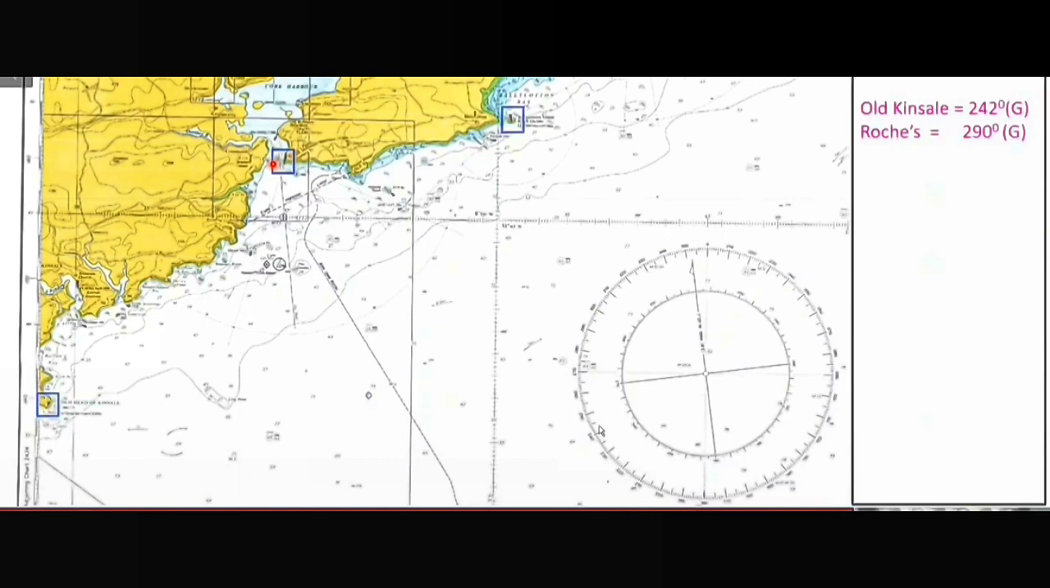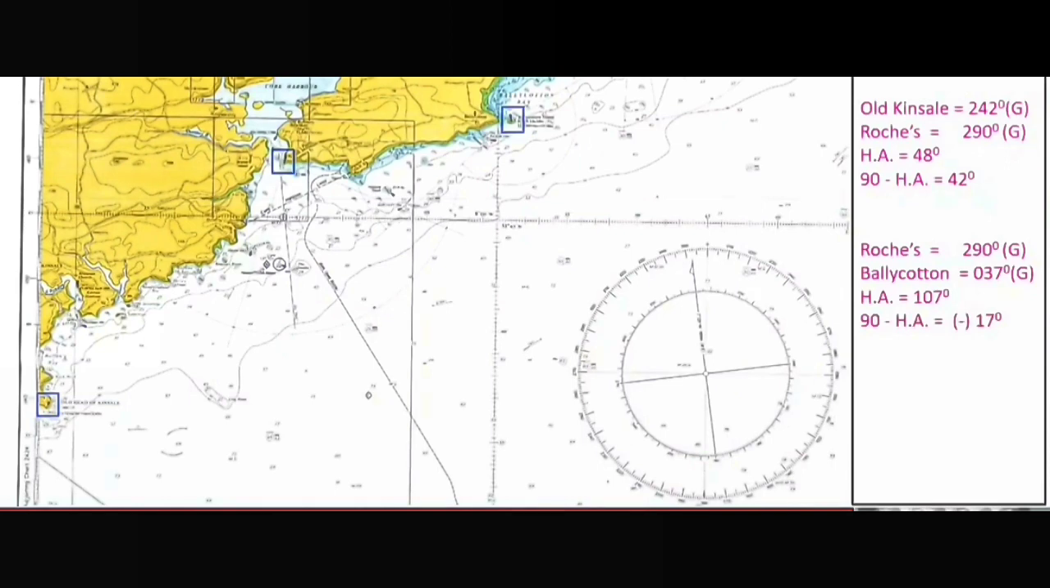Okay sir. Okay, let's proceed ahead now. For the first pair between Old Head of Kinsale and Roche's Point, the horizontal angle is 48 degrees because the difference between their bearings is 48 degrees. 90 minus 48 gives you 42 degrees. The second pair, that is between Roche's Point and Ballycotton Island, the horizontal angle is 107 degrees, more than 90 degrees, and 90 minus the horizontal angle gives us minus 17 degrees.